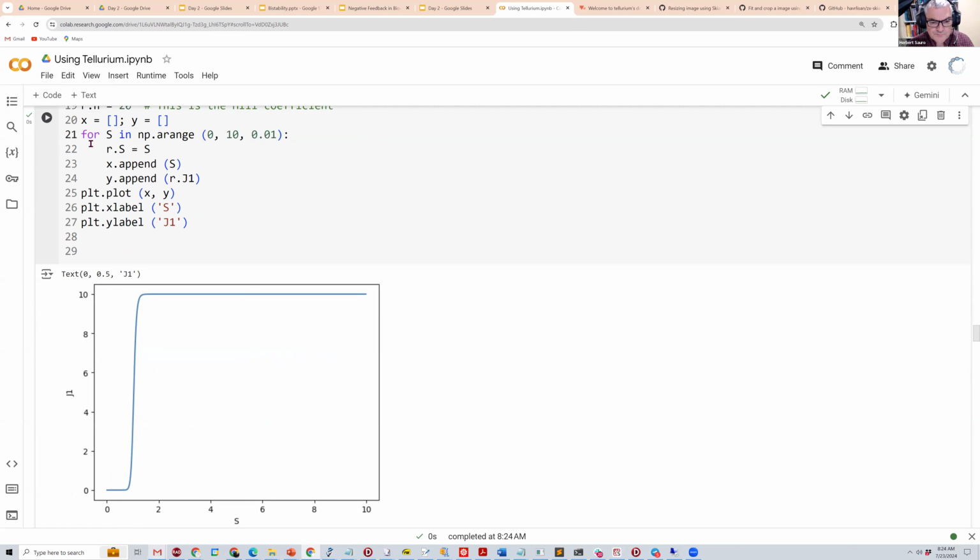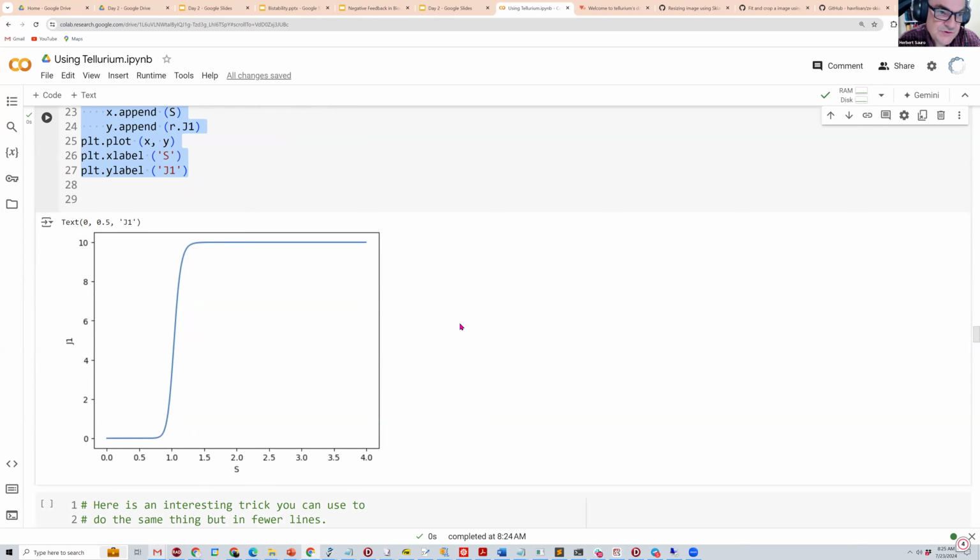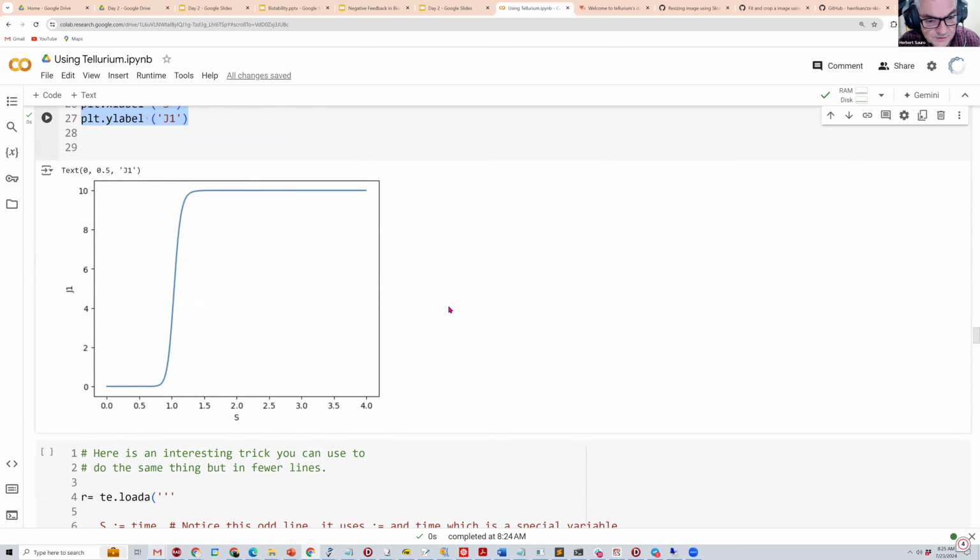Now, although it's going too far up, really, because all the action is down here. So let's take it to 4 instead of 10. I can run that. Okay, that looks a bit better. So this is a quick way. Well, maybe not quick, you have to write all this, but it's one way to plot a rate law or any function. You can put any function you want in there, actually. So you can use Tellurium as a general function plotter if you want.